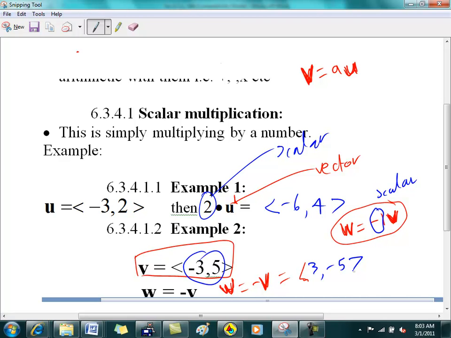Where's the Y? I don't see. No, that's a V. That's why I rewrote it here. Yeah. Okay? All right, so scalar multiplication, easy stuff, right? Yeah? Chewy?